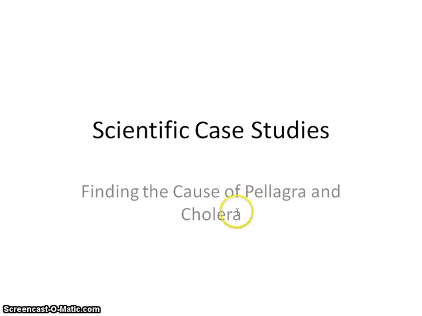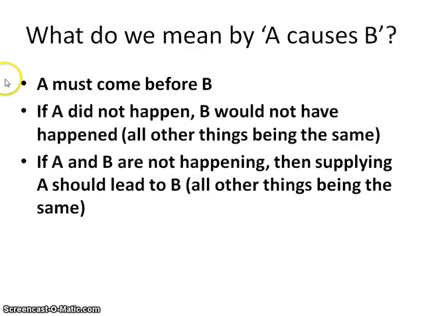So before we get to the human diseases, let's take a step back and figure out what exactly we mean when we say one thing causes another. We're going to use this working definition here. The definition for A causing B is going to have three parts. The first part makes common sense: A must come before B, right? So the cause has to come before the effect.